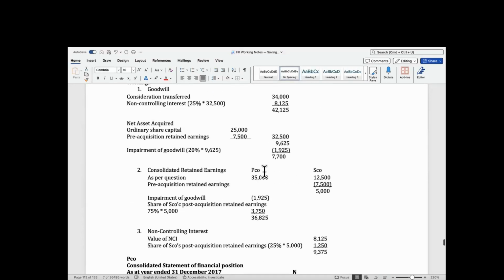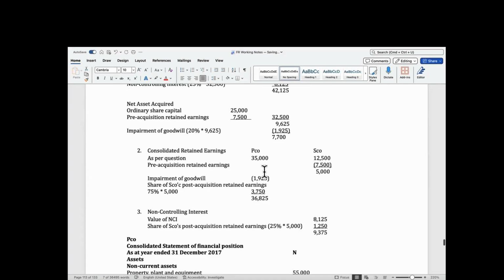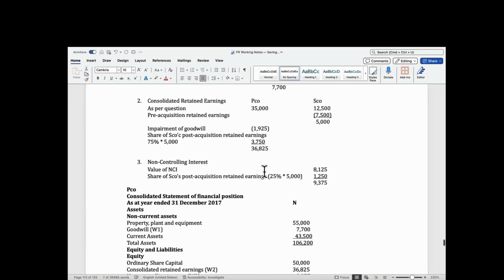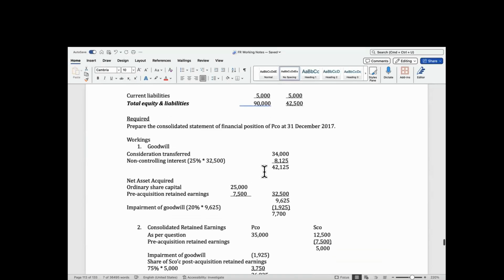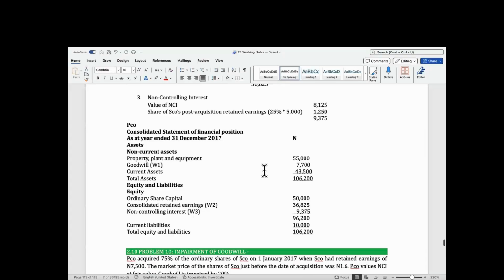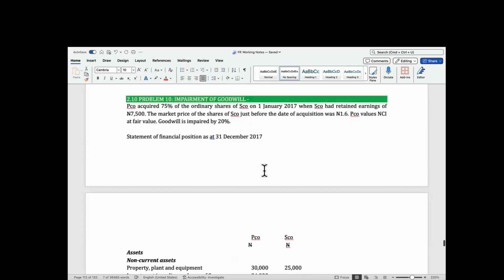So for this one, we had done our cancellation, we have consolidated, and we can easily prepare our consolidated accounts, just like we have always done. Now, the next one. So, sir, they said Pico acquires 75%.